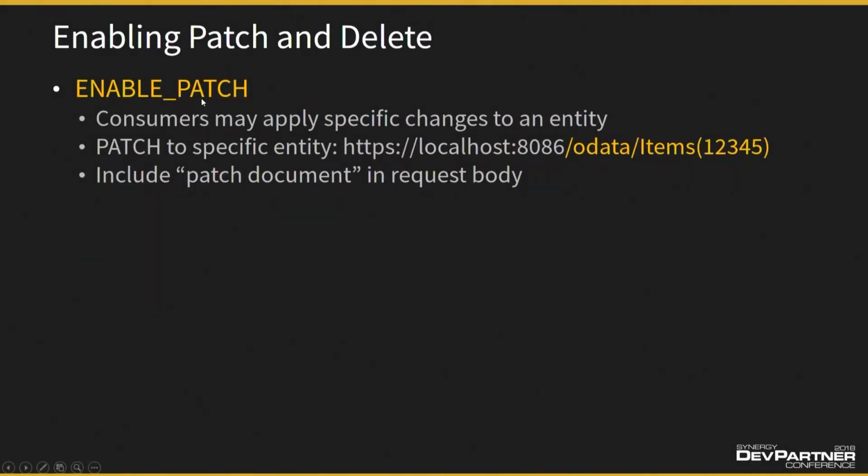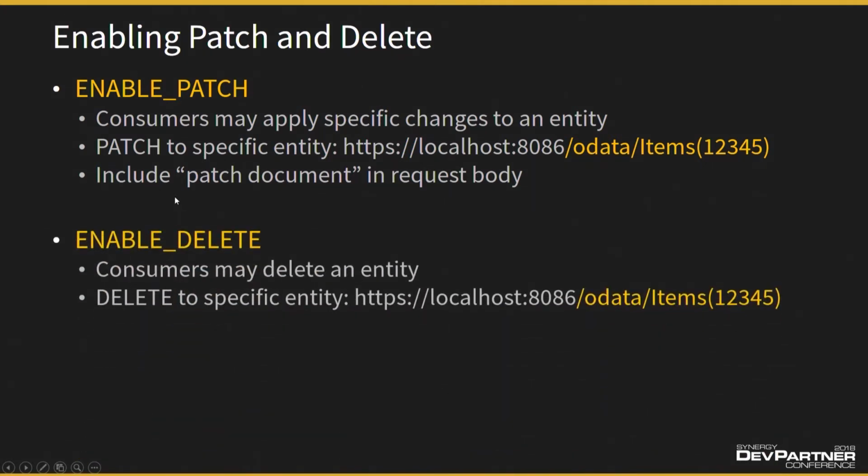If you're doing a patch, again, you're going to send a patch document, and I'll show you what that means and what it looks like in a moment, to a specific entity, the item with the primary key 1, 2, 3, 4, 5. And we include the data in the body of the request. And delete, again, we do a delete operation to a specific entity to delete that entity.